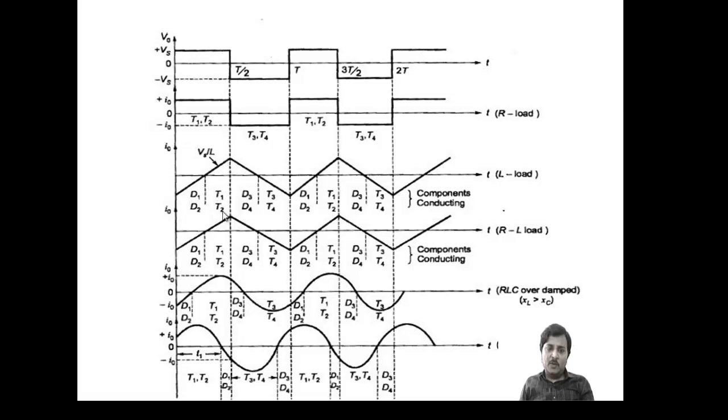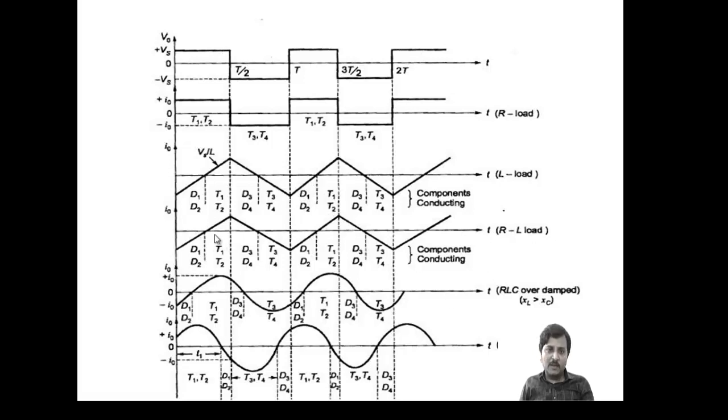When T1 and T2 are switched off, T3 and T4 are not yet switched on, so D3 and D4 will conduct here. This current will be shared by D3 and D4. At this point, switches T3 and T4 will be switched on, so that the voltage and current are both negative. Again the process will be repeated. D1 and D2 will share the current up to the point when T1 and T2 conduct.